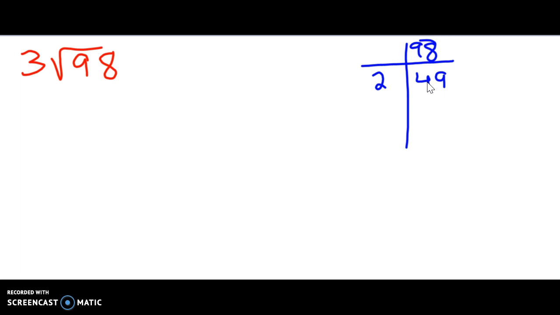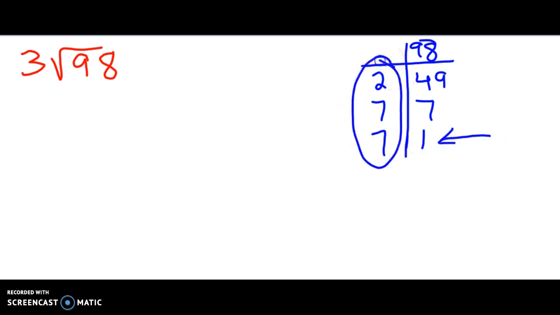So 49 divided by 3, I don't get a good answer for that. 49 divided by 4, nope. 49 divided by 5, nope. 49 divided by 6, nope. 49 divided by 7, yes. 49 divided by 7 is 7. Now the only thing that goes into 7 is 7 and 1. So it'd be 7 and 1. When you get to 1, you're done.